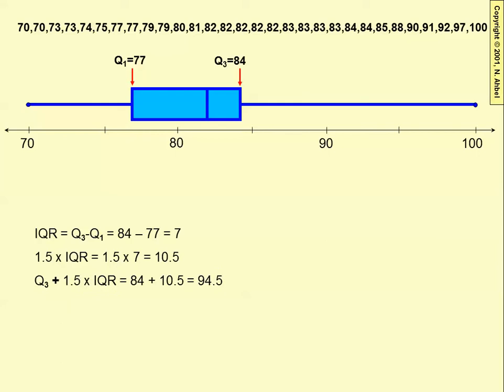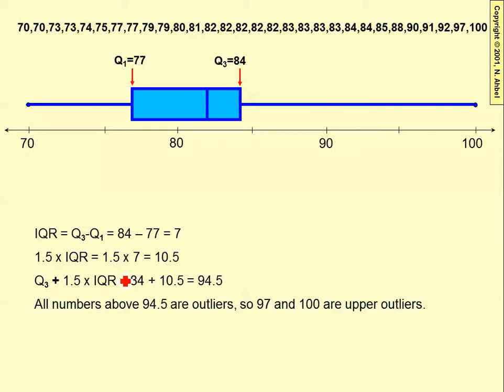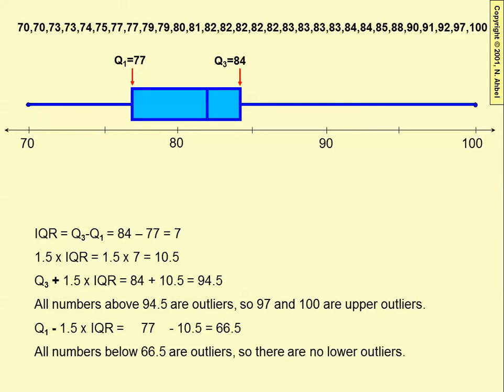So if you add that to Q3, Q3 plus 1.5 times IQR, you get 94.5, and that's the upper cutoff. So all numbers above 94.5 are outliers. So in this case, 97 and 100 are outliers. On the lower end, you take Q1 minus 1.5 times IQR, that's 66.5, so all numbers below 66.5 are outliers. Since the lowest number is 70, there are no lower outliers.